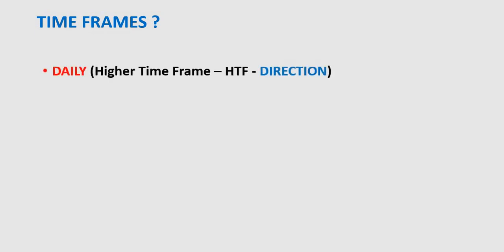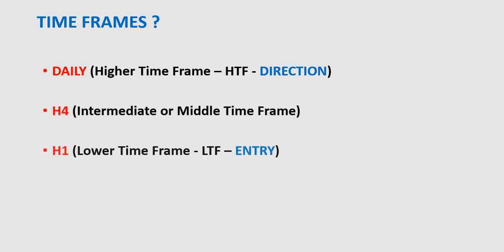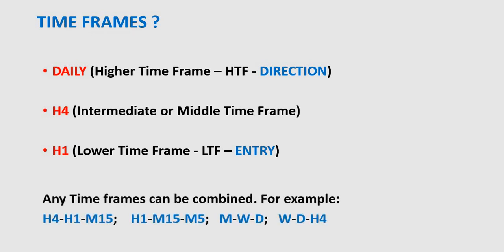We can make use of 2 time frames, 3 time frames, or even more time frames for a top-down analysis. But as an example, we are making use of 3 time frames: the daily, the 4-hour time frame, and the 1-hour time frame. Apart from the combination above, we can also have other combinations for a top-down analysis, as you can see in the example.